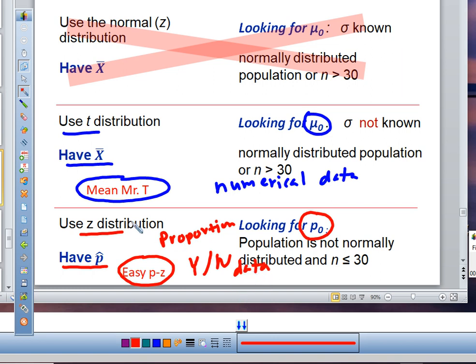That's the thing. Got to make sure you lock that down. It's a proportion when your data is yeses and nos, so you're looking for either it is or it isn't. That's the question that it came from. And then just think easy peasy. Proportion, you have a p hat, trying to find p naught, z distribution. If you have numerical data, you have a mean, you have an x bar, you're trying to figure out what your mu is. So think mean Mr. T, you're going to use a t distribution.